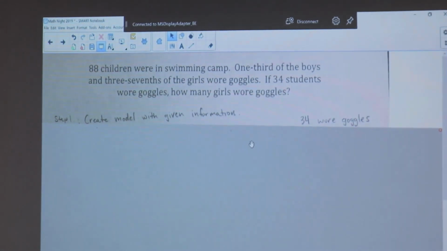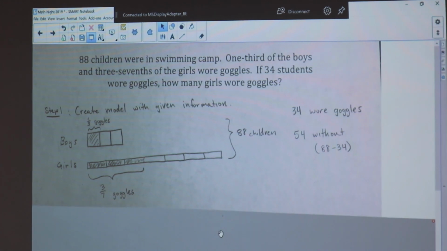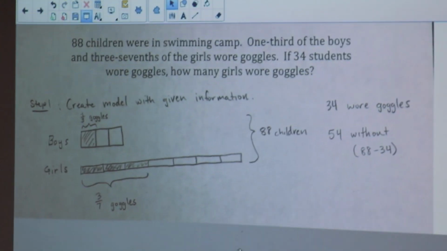Okay, so I broke it down into 3 parts. I wrote a lot down, so it's mostly to make sure that there's a clear understanding. So I'm going to try to explain this to you. The first step is to create a model with the given information. Okay, so here's what the model would look like.